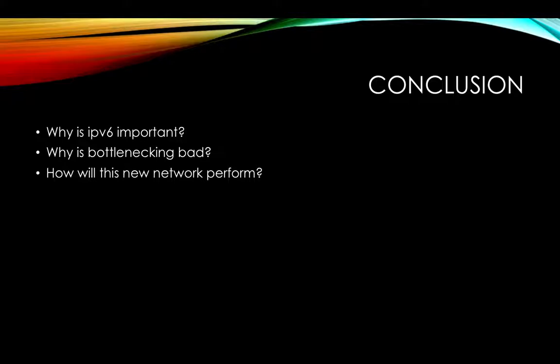So this new network, it should perform pretty well. There should be no bottlenecking considering everything now can handle gigabit speeds. And we can account for pretty much an indefinite amount of subnet growth because of the vast amount of host addresses that are used in IPv6. So that is my proposal for IPv6 upgrading on the West Coast and the East Coast network.